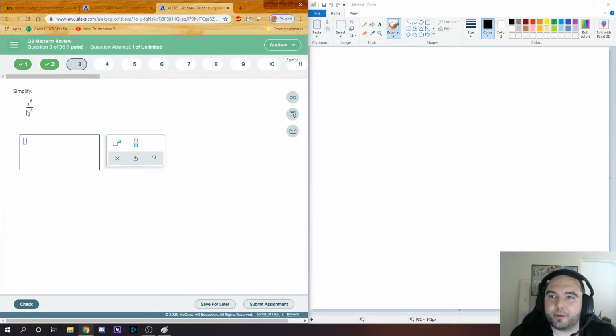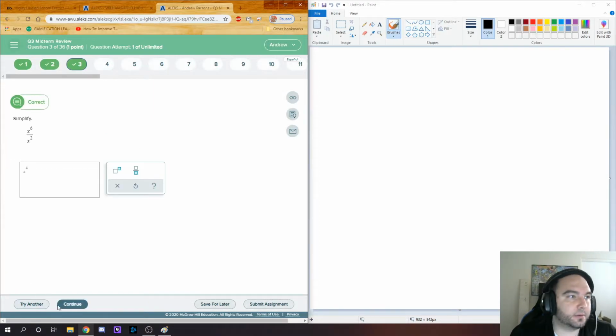Another exponent property we learned about this semester is when you divide, you subtract their exponents. So here it's 6 and 2, so 6 minus 2 is 4. Just like that.